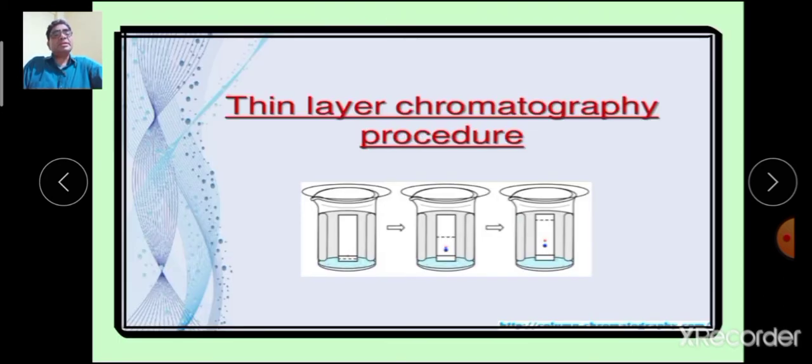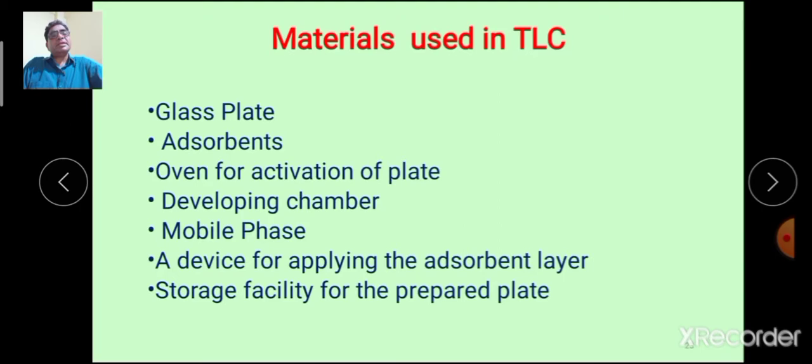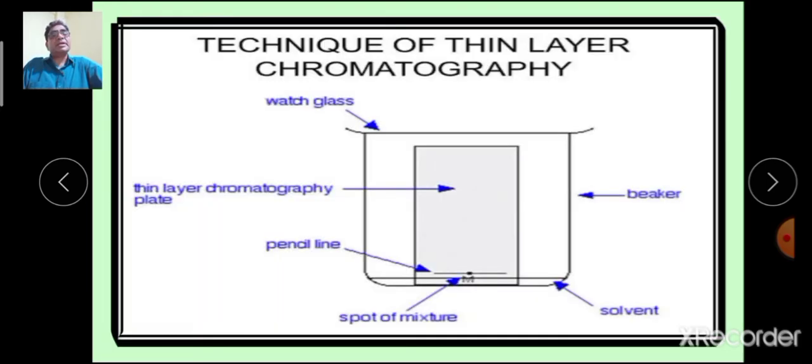Okay. Now let us see the procedure adopted in TLC. The materials required are a glass plate, adsorbent material for activation of the plate, a development chamber, a mobile phase for running over the stationary phase, a device for applying the adsorbent layer on the glass plate, and finally the storage of the prepared TLC. Okay, this is the technique as shown here.